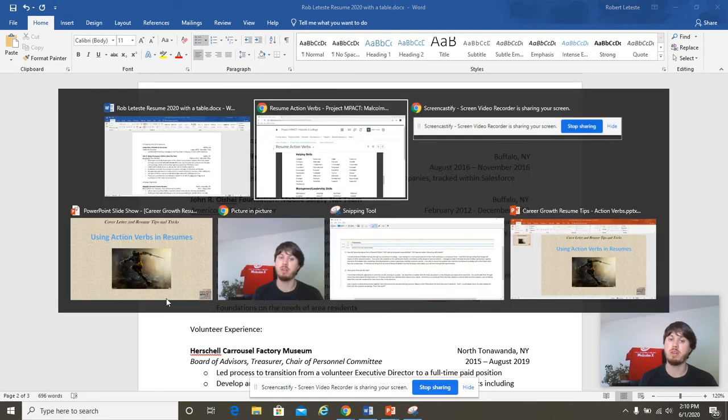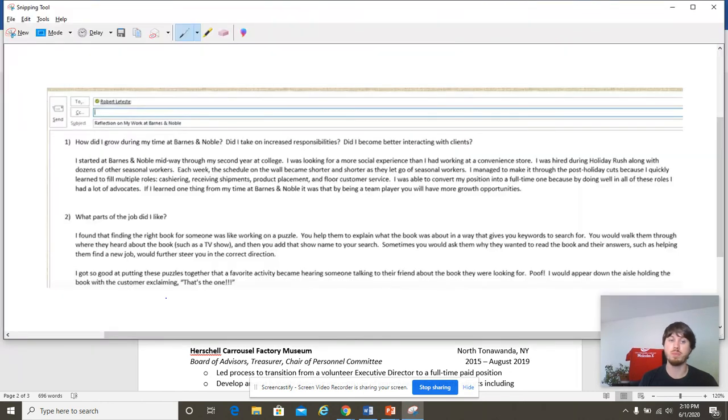Let's look back at a reflection example that I shared previously at a job I had in my past. This is a great place to start for identifying where actions were taking place. In my reflection, I shared my ability to work with other staff members. I talk about how I managed to make it through post-holiday cuts because I quickly learned to fill multiple roles.